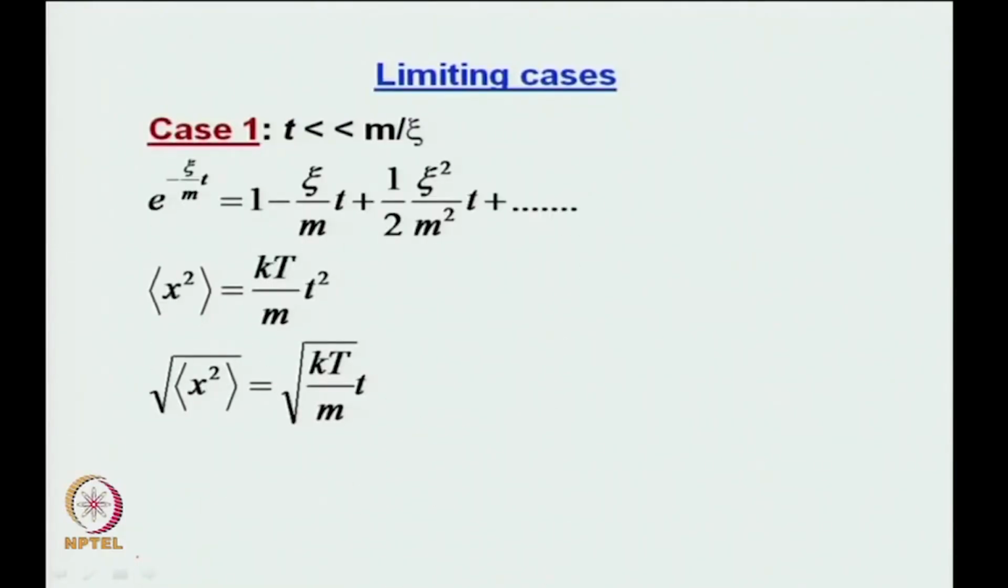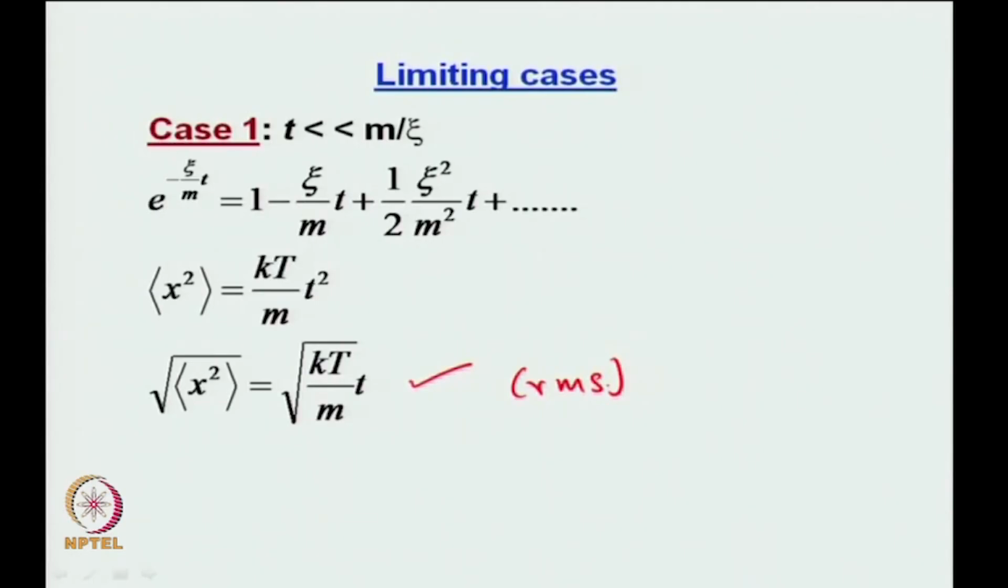Because that exponent is very small, you can expand. Accordingly, you do this expansion and put it in the previous equation we had in the previous slide, and from there what you get is the mean square displacement, x square, equal to kT over m times t squared, or the root mean square is given by the last equation. So, this is your RMS, the root mean squared displacement.